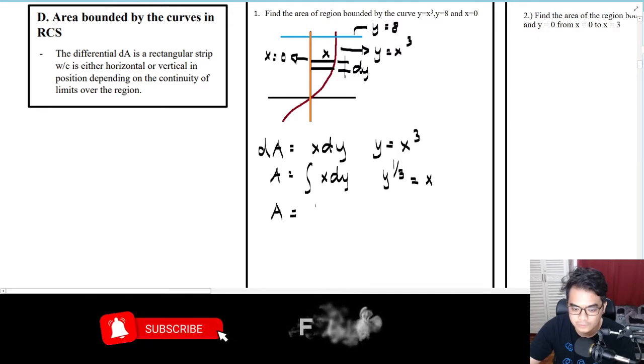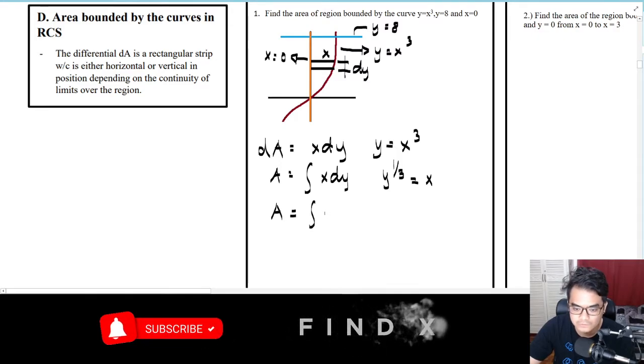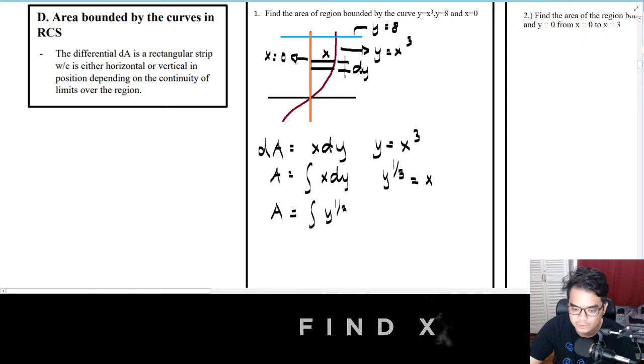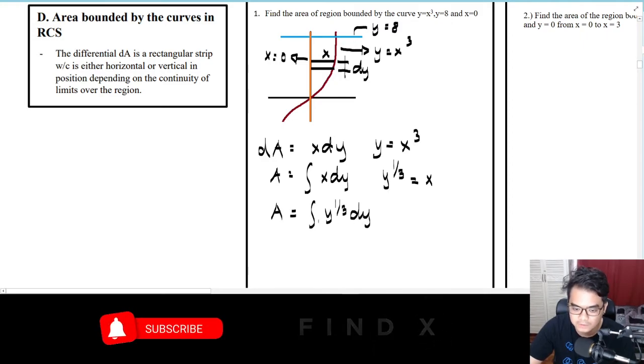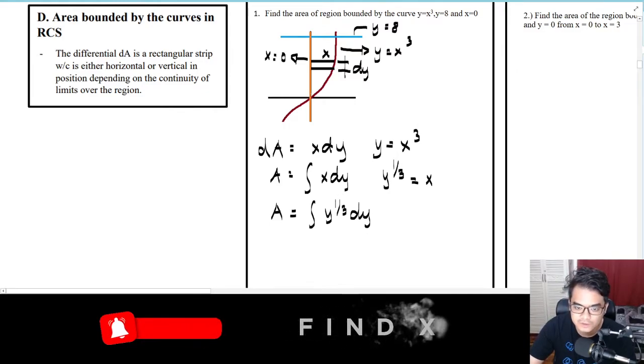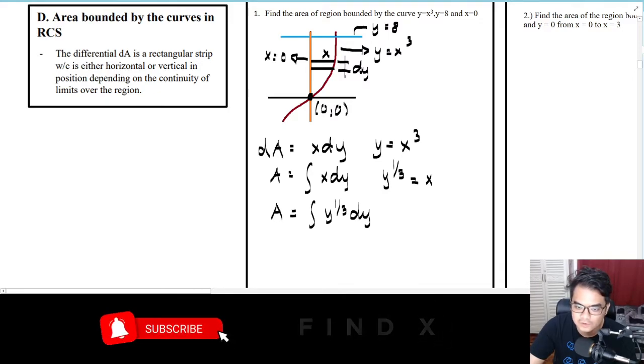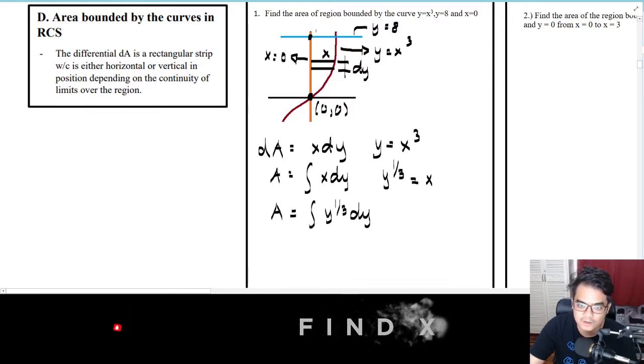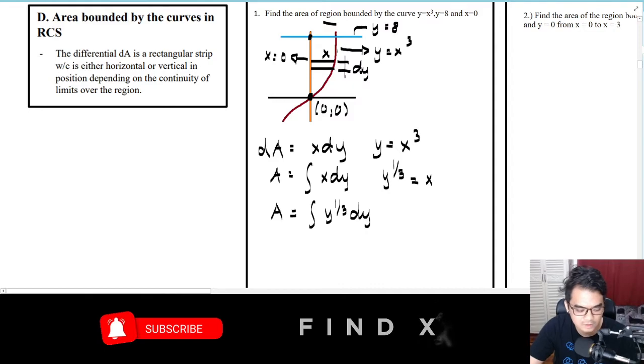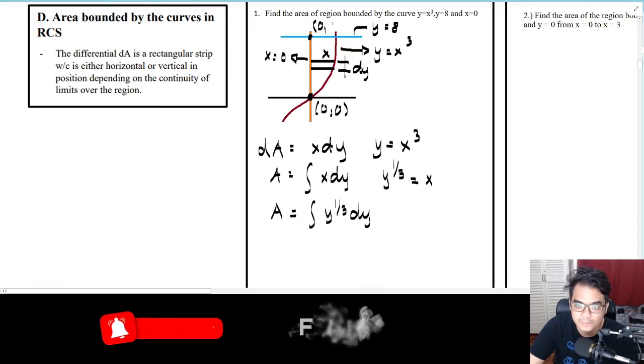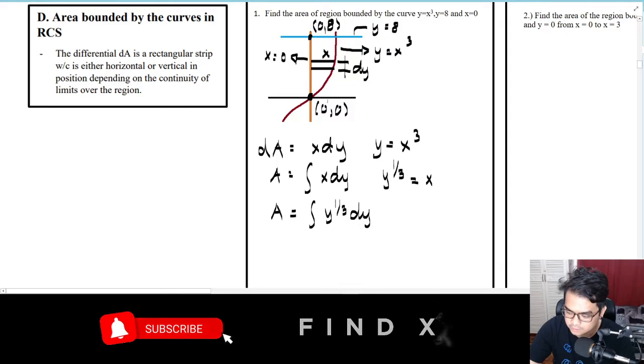A equal to the integral of y raised to 1/3. And then of course we must have limits. The limit of this one, as you can see, we started from here, which is the coordinate 0, 0, and then we ended here. We're just looking at the y coordinates, and as you can see, this is 8, right? Therefore the y coordinates are 0 and 8, so our limits must be 0 to 8.